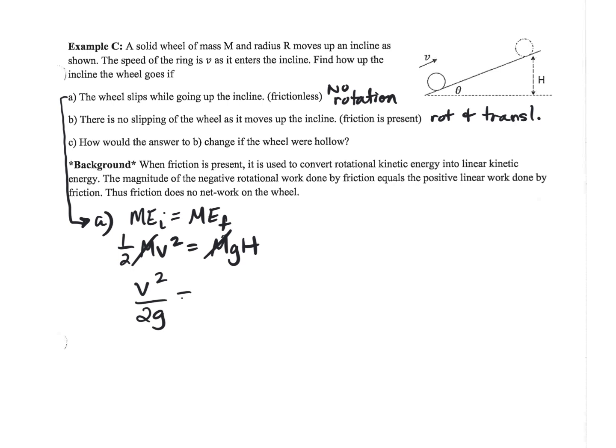V squared over 2g is equal to h. So now we know how far up the incline it goes, don't we? Now, what if there is rotation and translation? If there is rotation and translation, we start the same place, guys. But here's the thing. This is kinetic energy rotational plus kinetic energy translational equals gravitational potential energy. We have to do both, okay?